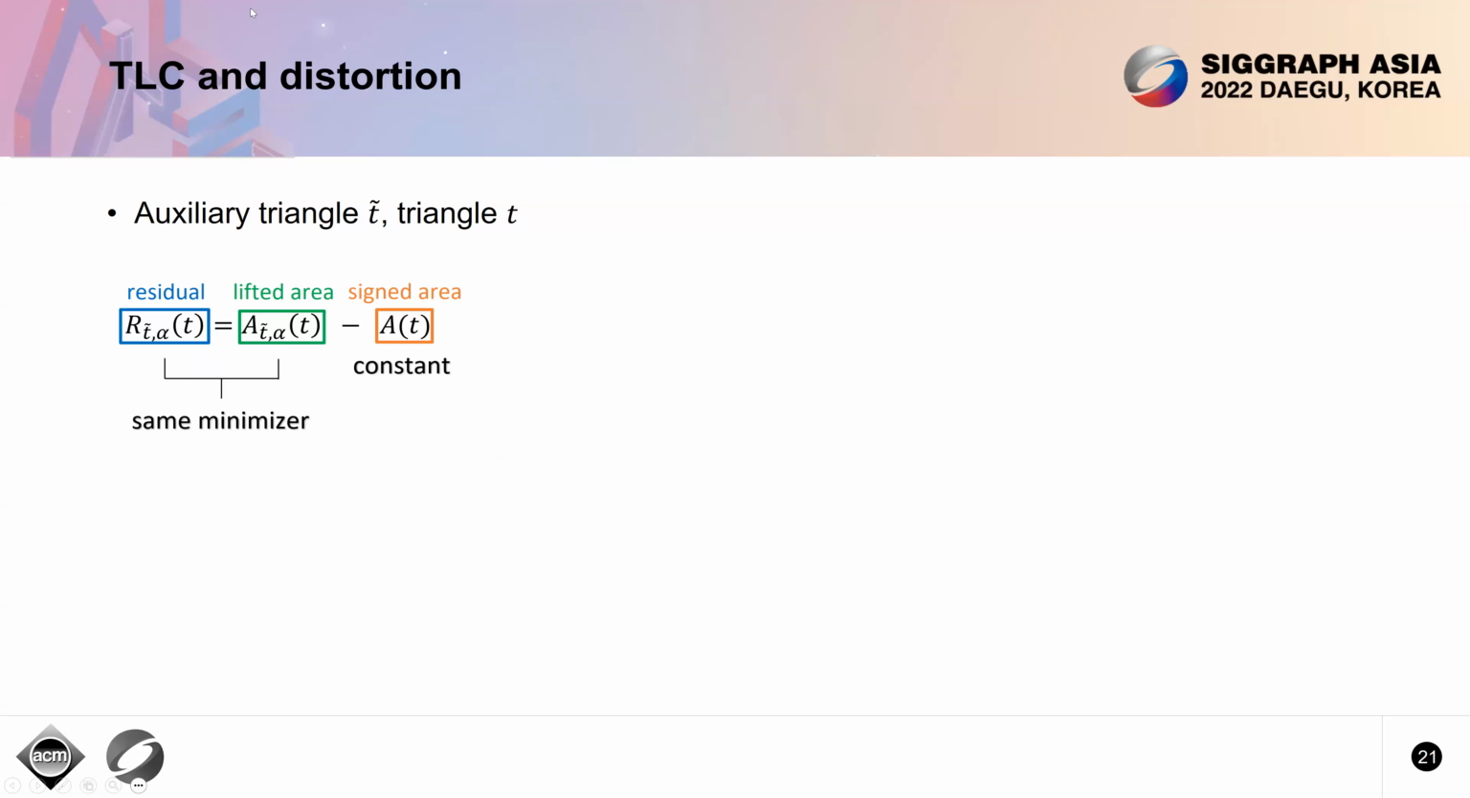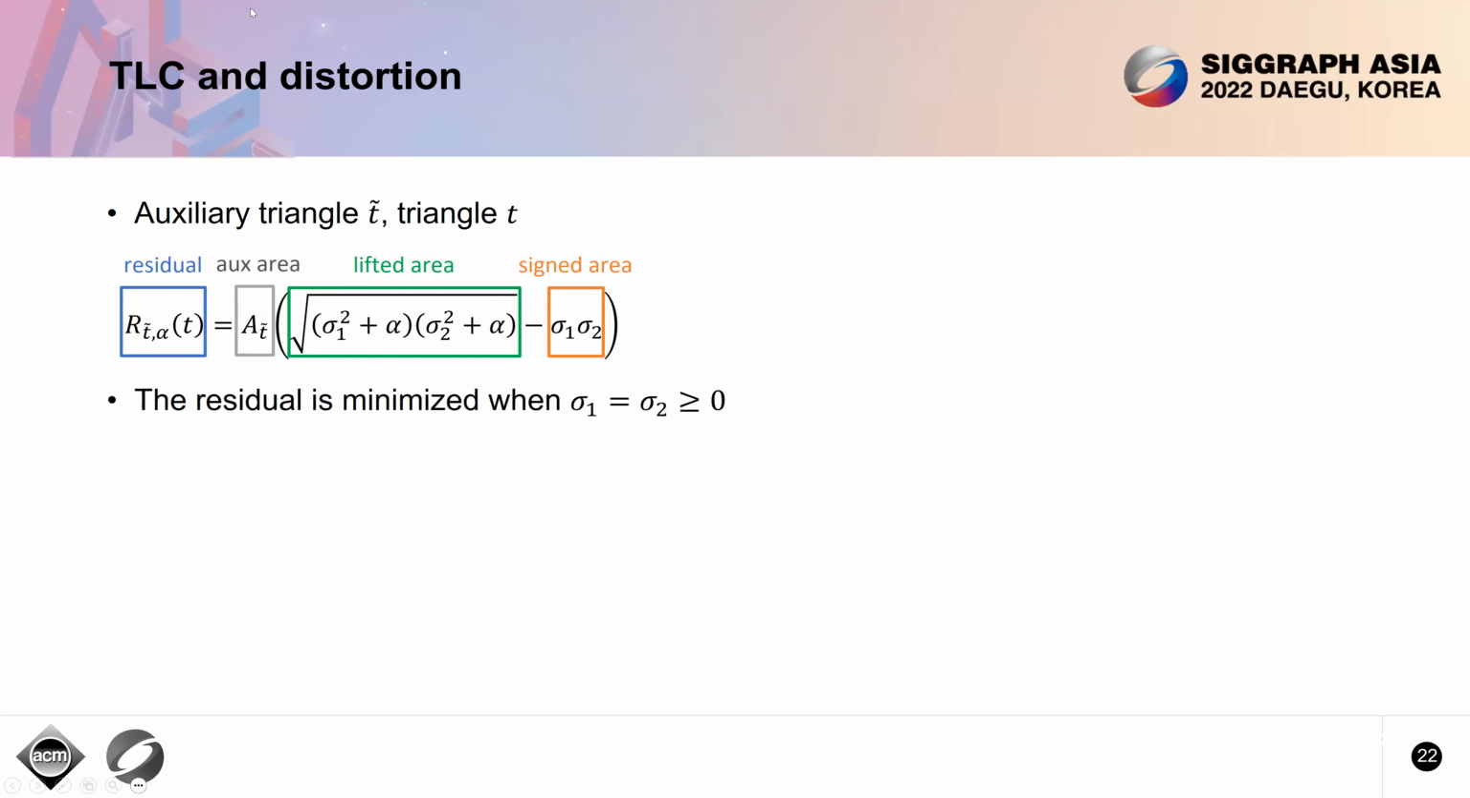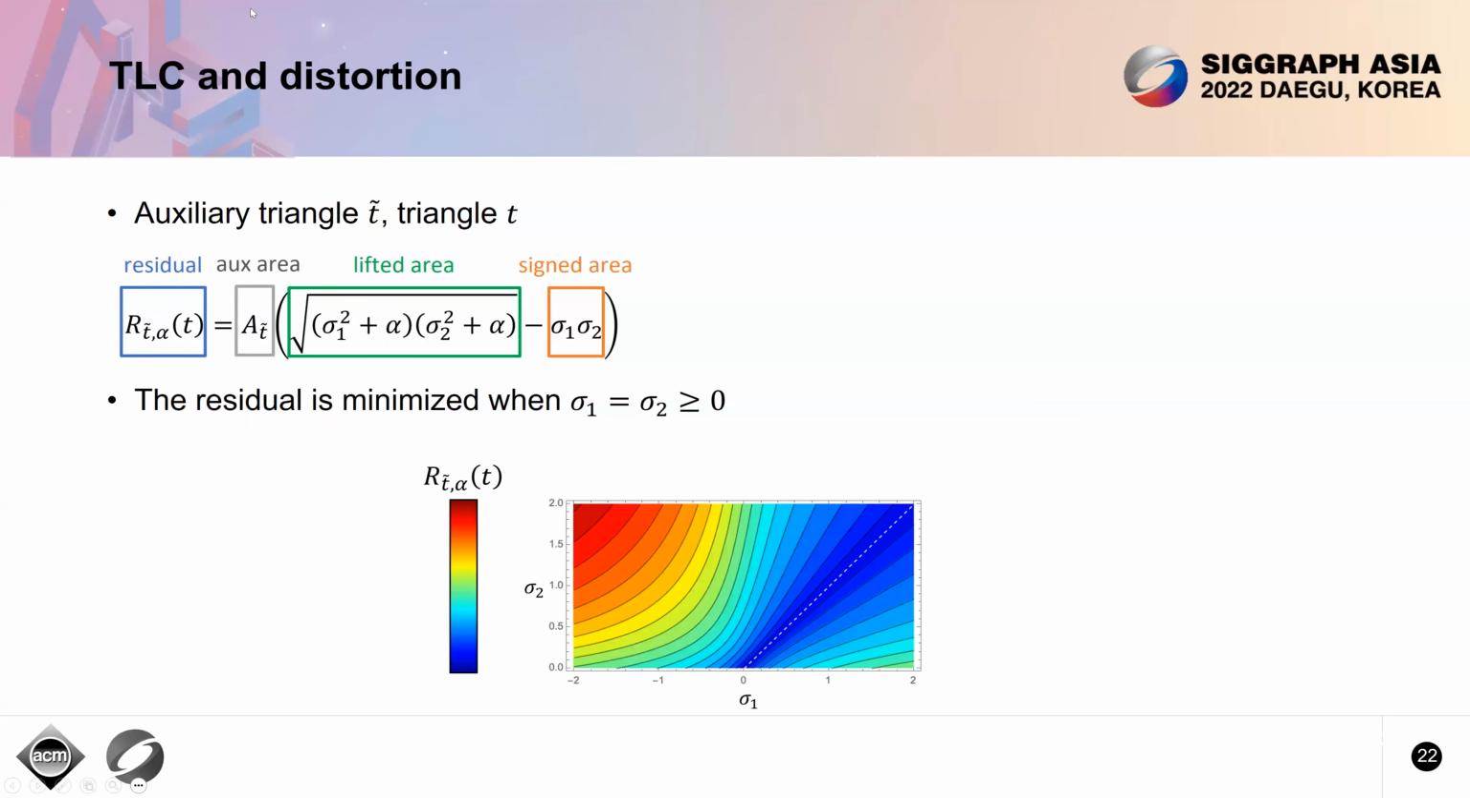The good thing about the residual is that we know exactly when it's minimized, as we shall show next. We first write the residual in terms of singular values, sigma 1 and sigma 2. The common factor A tilde is the area of the auxiliary triangle, which is a constant. Inside the bracket, the first term corresponds to the lifted area, and the second term the signed area. We show in the paper that the residual is minimized when the singular values are equal to each other and non-negative. Here we plot the residual as a function of the two singular values, using colors to indicate residual values.